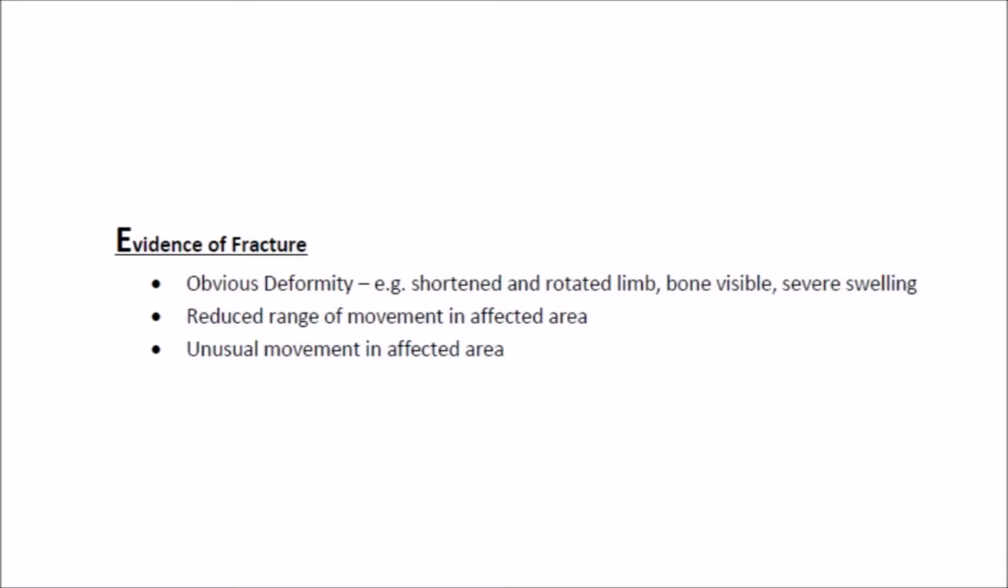E stands for evidence of fracture. Is there obvious deformity in any bone? This could be in the form of a lump, a visible bone, or extensive swelling in the area. Is there a reduced range of movement in any limb or part of their body? This can sometimes be hard to identify with someone who has cognitive impairment, as they may not recognise their pain signals anymore. However, you may spot something if they try and move and are unable to do so normally.